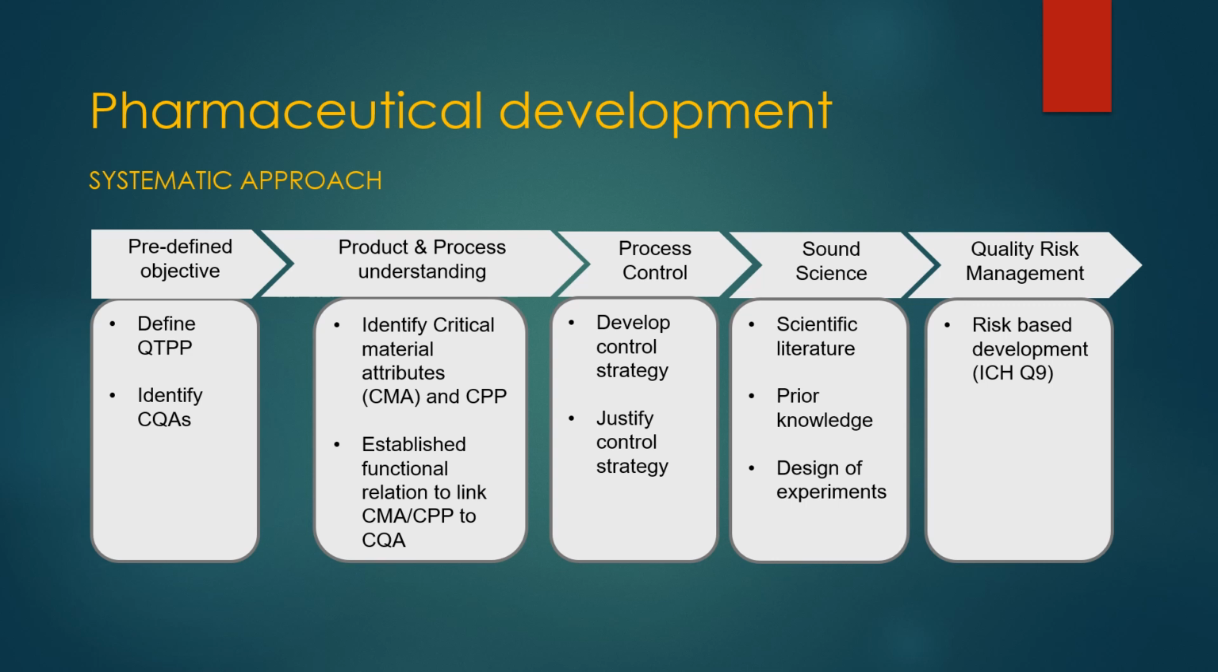Process control. Develop a process control strategy and justification of this strategy to control the process with the predefined criteria to achieve product quality. Sound science. Prior knowledge, previous scientific data or information, and design of experiments, which give a statistical and mathematical tool to perform the experiment in a systematic way and analyze the data efficiently. Science-based pharmaceutical development is to design the quality into the drug product.